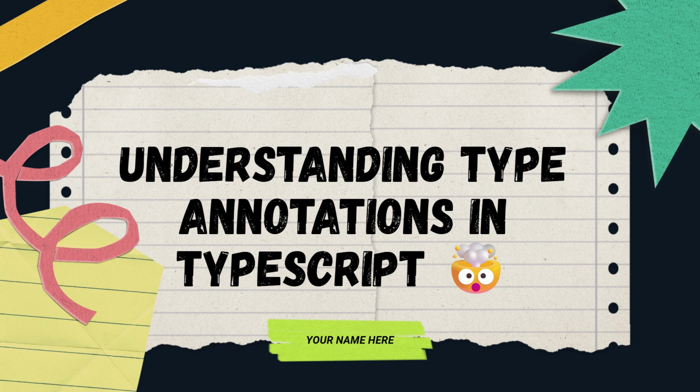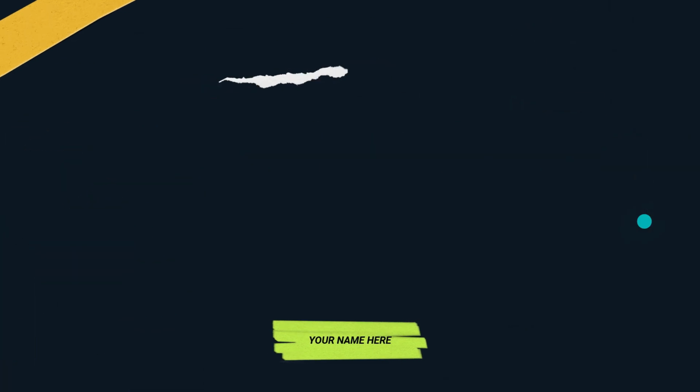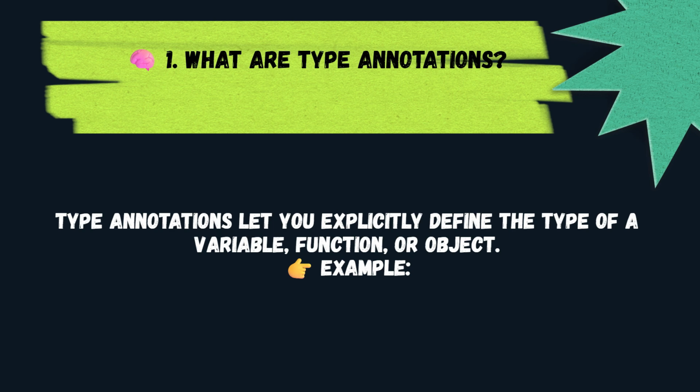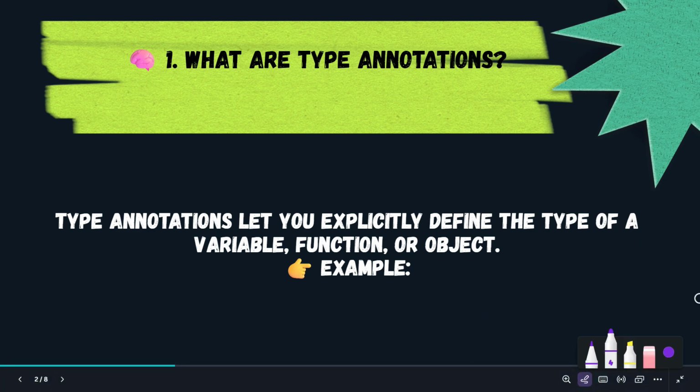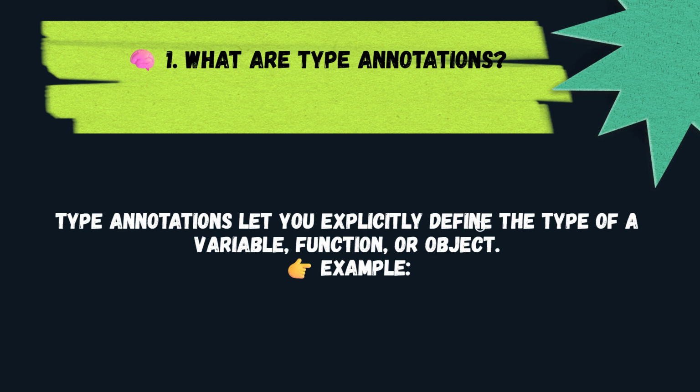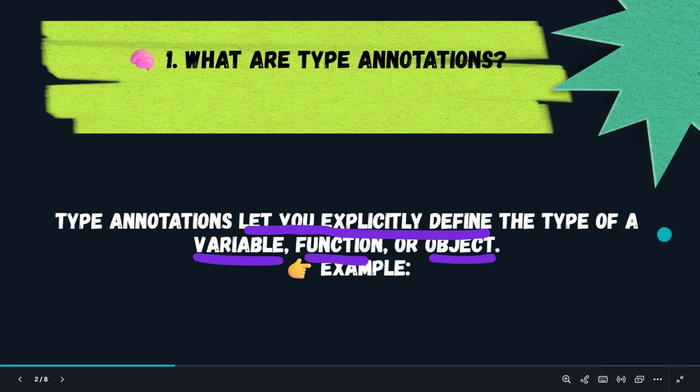So the first definition is: what are type annotations? Type annotations let you explicitly define the type of variables, functions or objects. Explicitly means you are manually defining the type of each variable, function or object. I think we have an example for you, so let's go to the next slide.